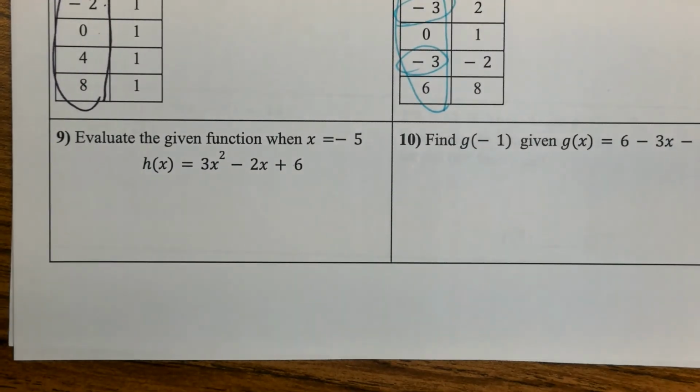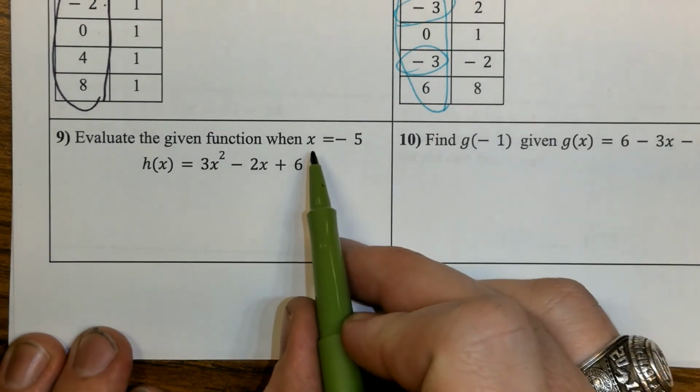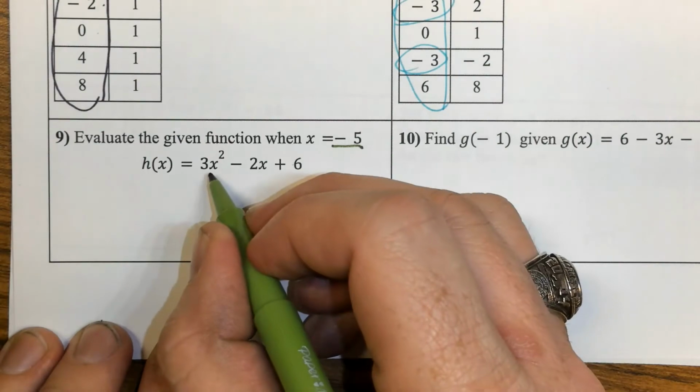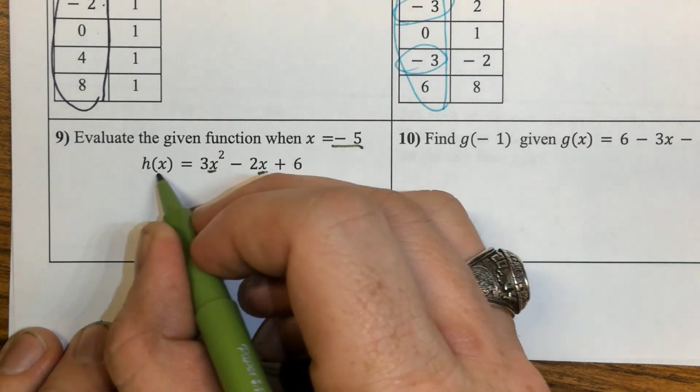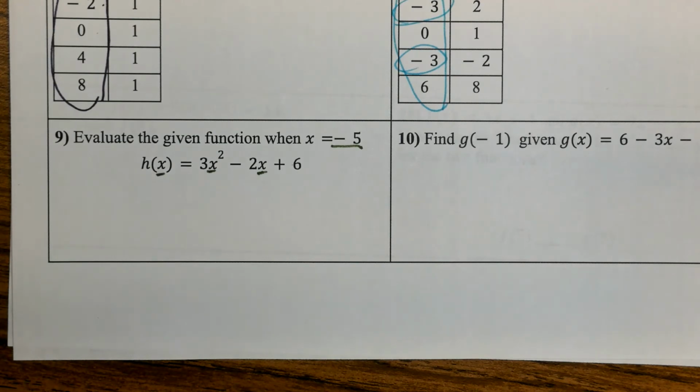Let's see, 2 more. Number 9, evaluate the given function when x equals -5. And then it gives me a function, right? So if it's telling me x is -5, I'm going to take this number right here and replace these two, well, I guess 3 x's. So anywhere you see an x, you change it to -5. And I always use parentheses. That way you don't accidentally write something and then do the wrong operation later.